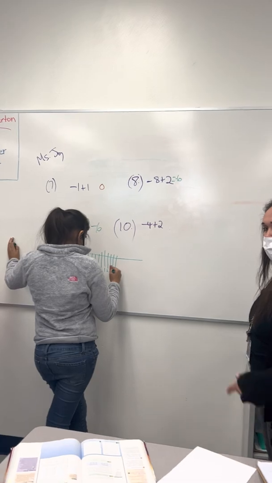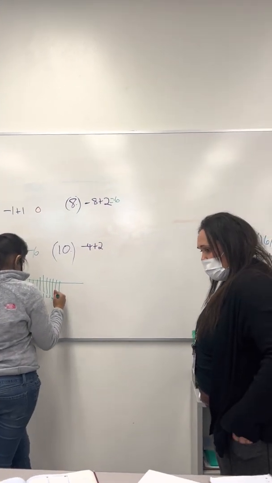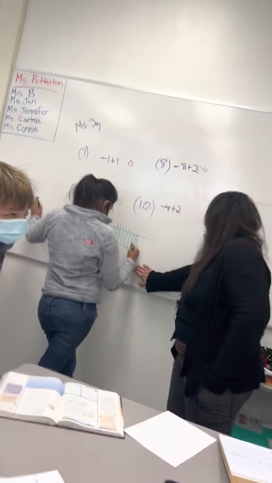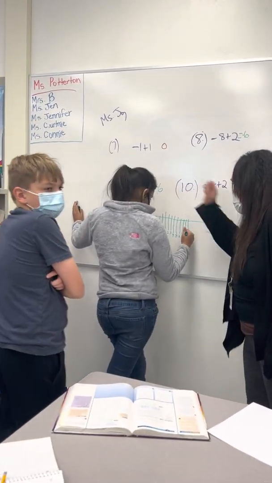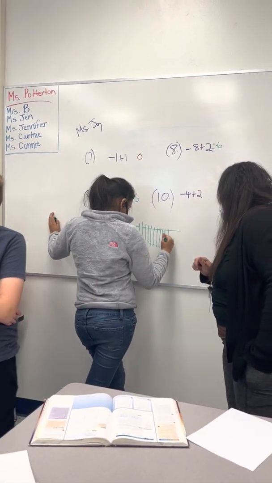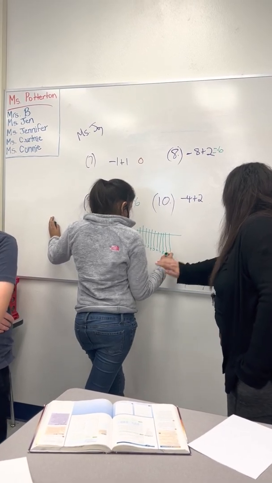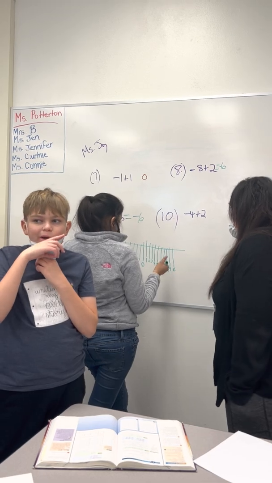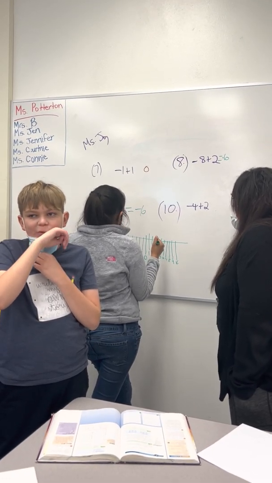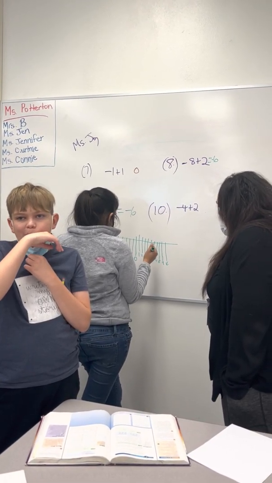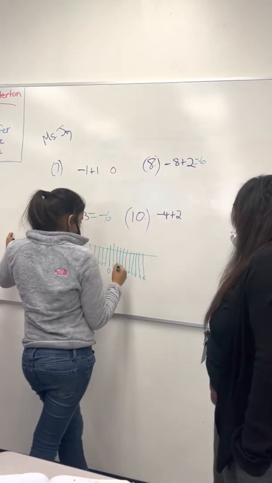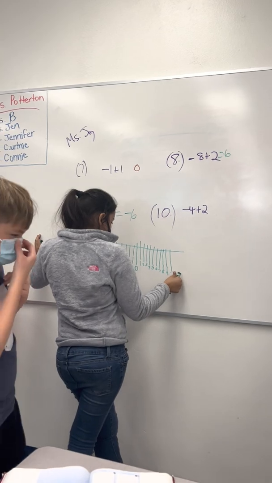Aiden, you can come up here because we have 5 minutes left. So they go where the dot would be. Where would the dot go? Where's negative 6? There's the answer. Dot.